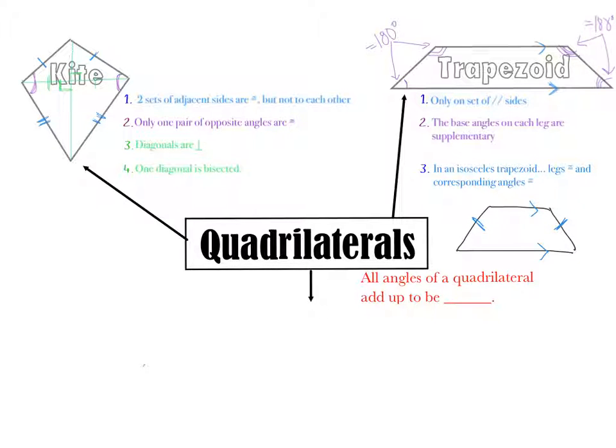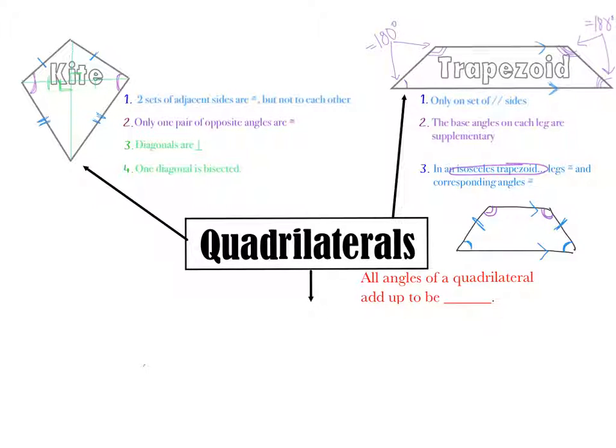So if my legs are congruent, that also means that these base angles will be congruent. And it's still true that the base angles on each leg are supplementary. So if this is congruent to this, and this is supplementary to this, then that also means I can conclude that these angles are also going to be congruent. And that's only true in an isosceles trapezoid.